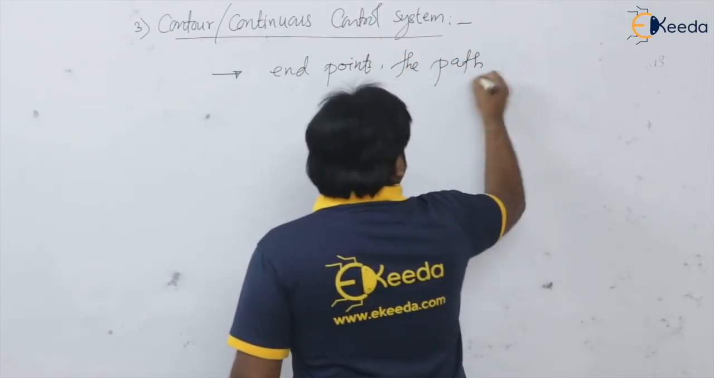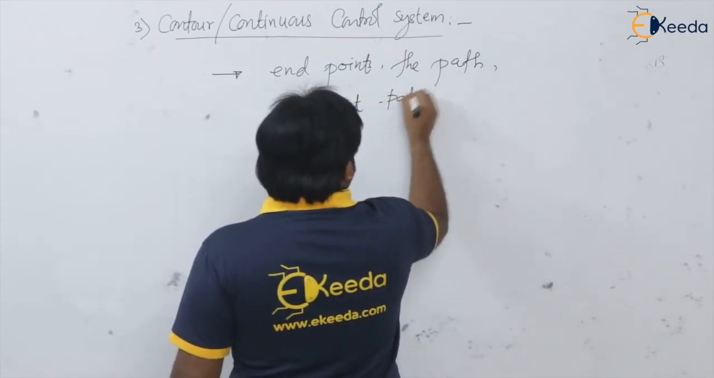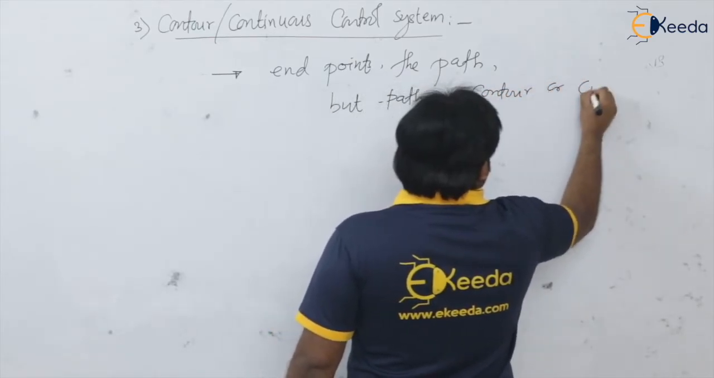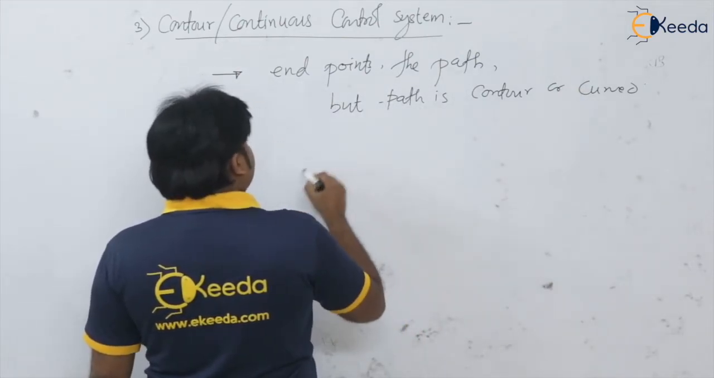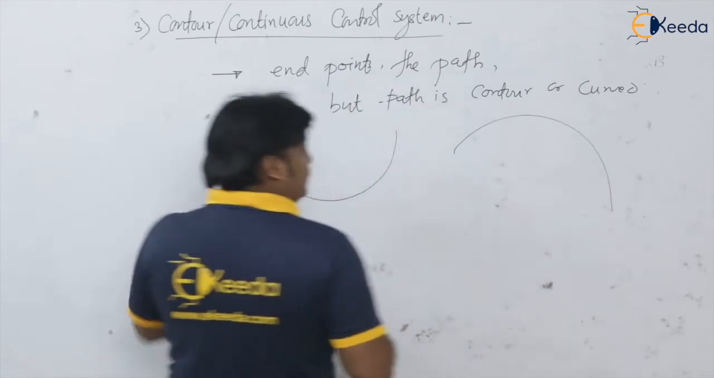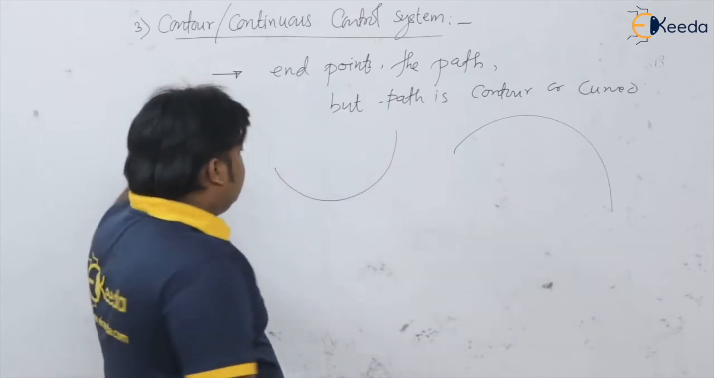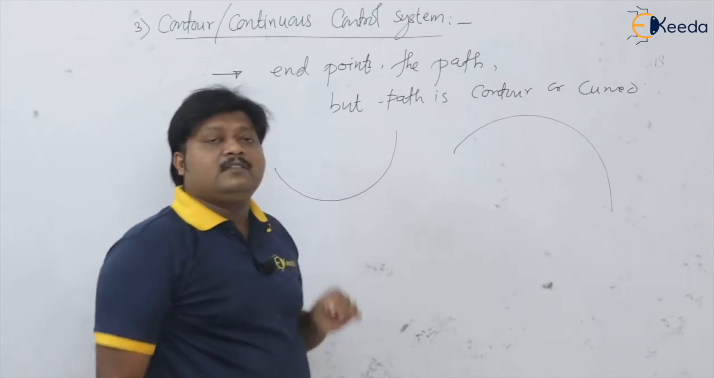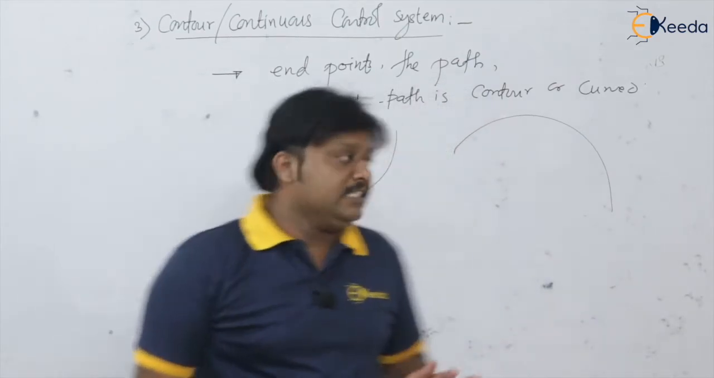Okay, but the contour or curved path is there. It may be like this, or it may be like this. It may be concave or convex. But see here, the thing is that whenever we go for such a kind of shape, isn't it?